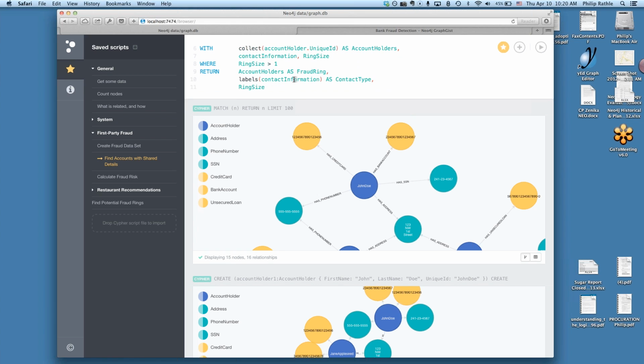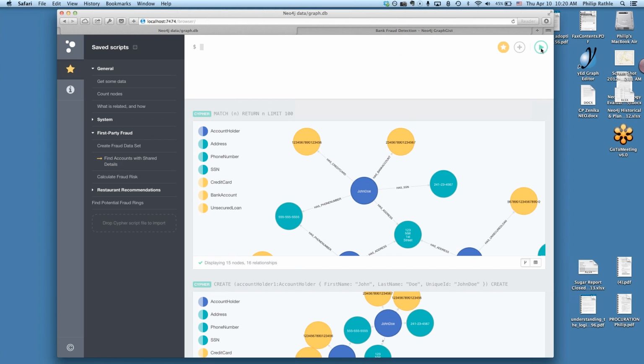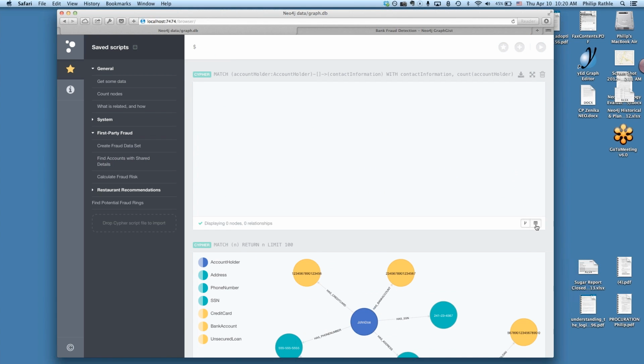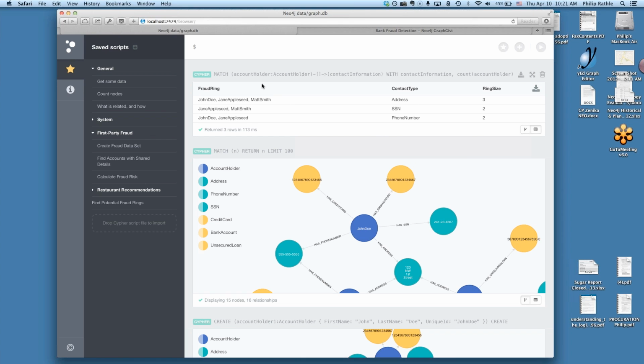I won't go into this in great length here, but by running it, I can actually return the people in this larger data set that includes more than just what I showed earlier, and find suspected rings. So here I have a ring of size 3, a ring of size 2, another ring of size 2. And you can see this runs quite fast. It runs very fast with even very large data sets.